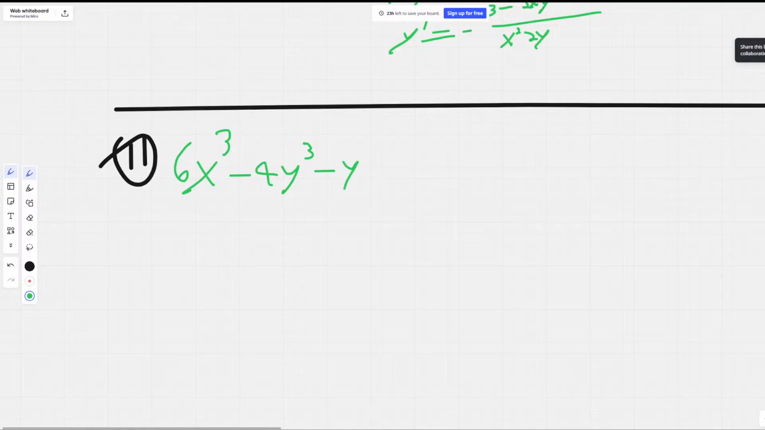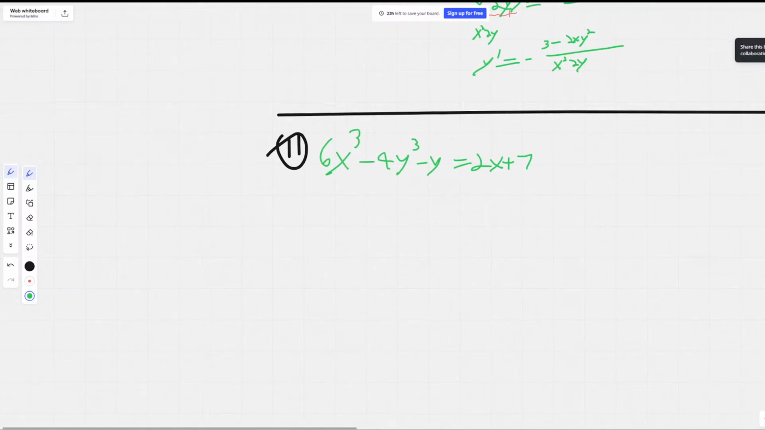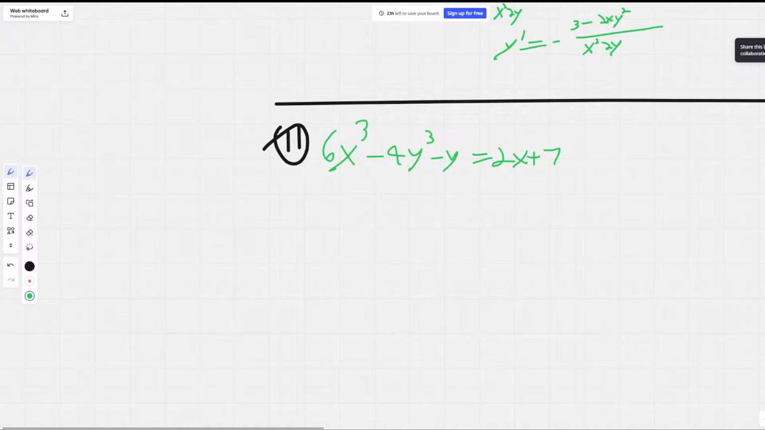Minus y plus y. Goodness. Oh wait, that's 12. I don't want that. 11. 4y cubed minus y equals 2x plus 7. Okay. Nothing to really rewrite here. I'll just get it started in my notebook. 6x cubed minus 4y cubed minus y equals 2x plus 7.